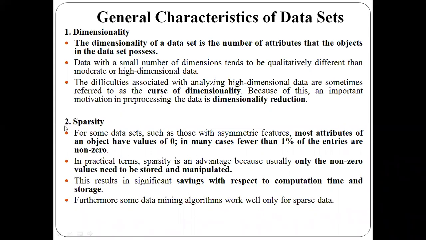Then what is the advantage of this sparsity? The obvious advantage: if you are bothered about only non-zero values, then you can store only the non-zero values in memory, and it can be easily and efficiently manipulated or analyzed. It is going to consume less storage space here, because very few attributes, less than 1% of the attributes, will have non-zero values.